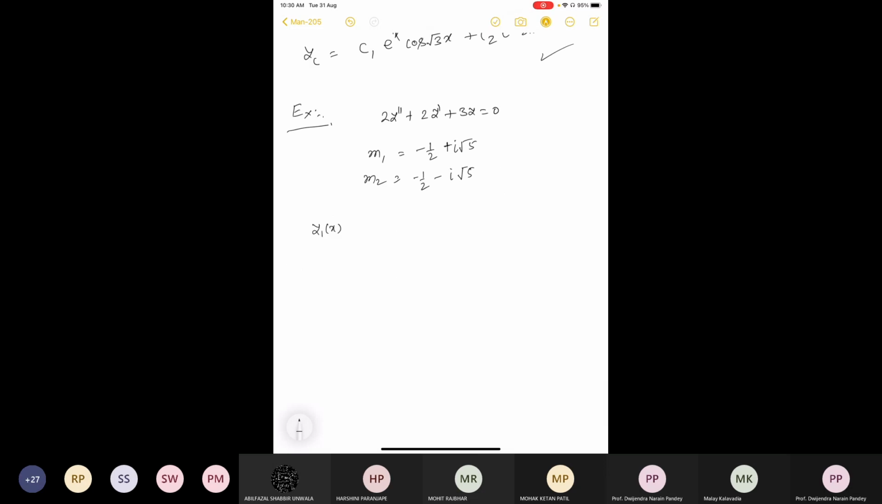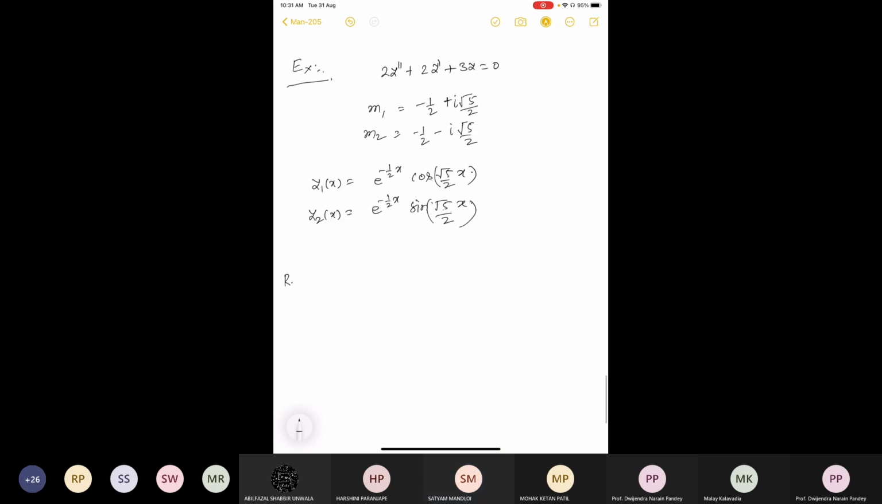So y1(x) you can get as e to power minus half x cos of root 5 x, and y2(x) equal to e to power minus half x sine of root 5 x. So it will be half of root 5 also, I think. Yes, sir, root 5 by 2. Okay, so it is something like this. Is it okay here?